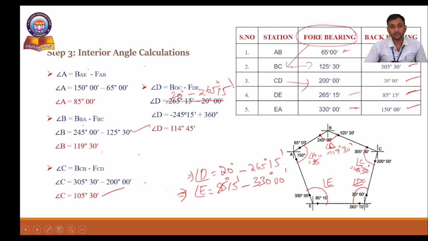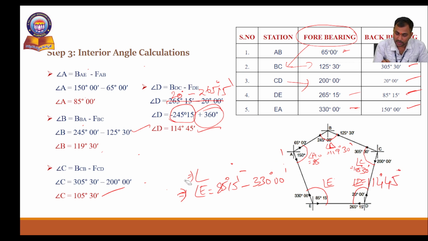So for that one, the value we got for the interior angle is minus 245 degrees 15 minutes. The interior angle should not be negative. So for that, we have to remove from the exterior angle, nothing but from 360 degrees we have to remove minus 245 degrees 15 minutes. Nothing but the interior angle D is 114 degrees 45 minutes.